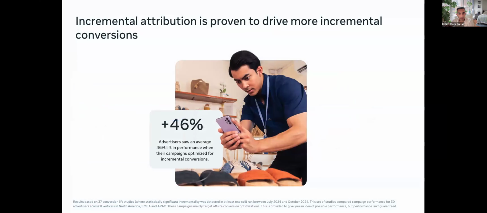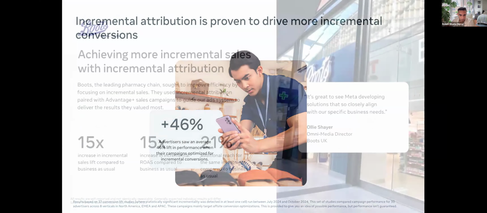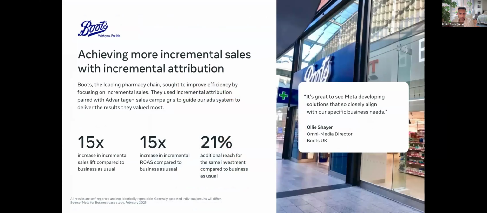So when campaigns optimized for incremental conversions, advertisers saw an average of 46% lift in performance. That's absolutely amazing. And this demonstrates the proven effectiveness of incremental attribution in driving better campaign outcomes. So let's take a look at a case study.